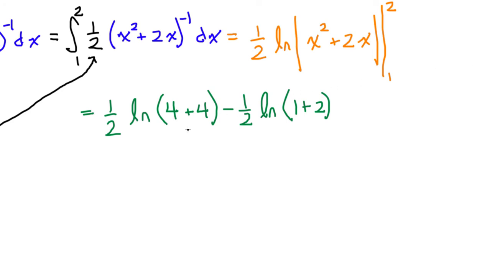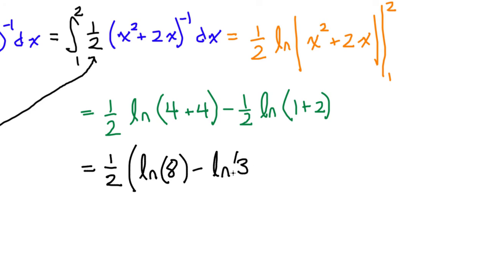Making the next step here. So 4 plus 4 is 8. So it's 1/2, I'm factoring out the 1/2. And it's going to be natural log of 8 minus natural log of 3. And again, this actually is a good final answer, but there's another way of writing this.